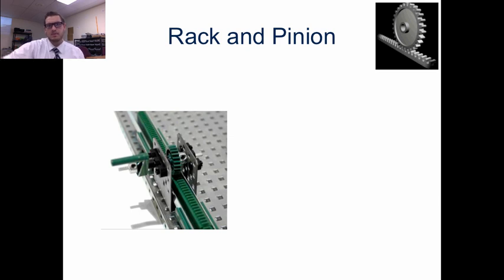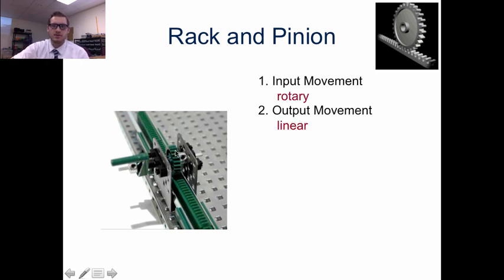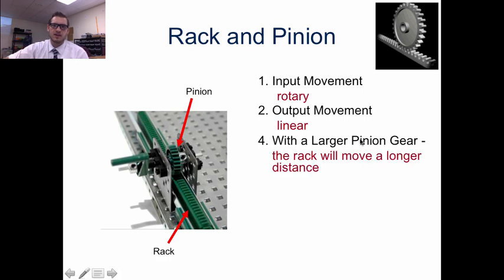Rack and pinion. Remember this little emblem up here on the top right side? Well, you're going to build one of those. You're going to use a slide, and you're going to have a gear right here that turns. A couple things to know about it. This is the pinion. This is the rack right here. So, input is rotary, output linear. With a larger pinion gear, the rack will move a longer distance. So think of that. This is the pinion. So if you put a large gear on it, it's going to spin faster, greater distance.